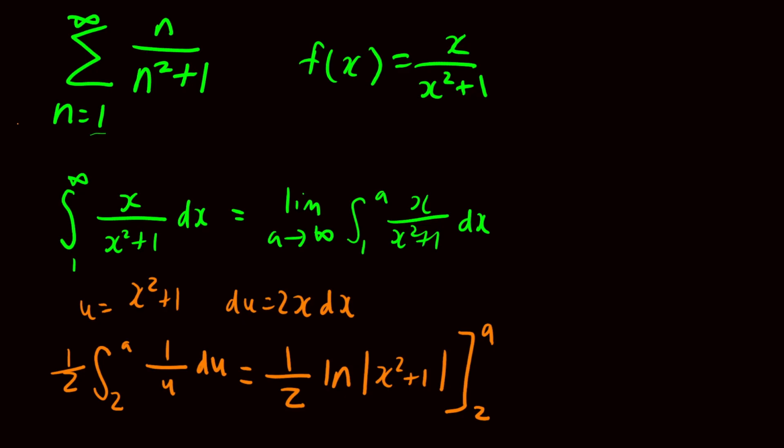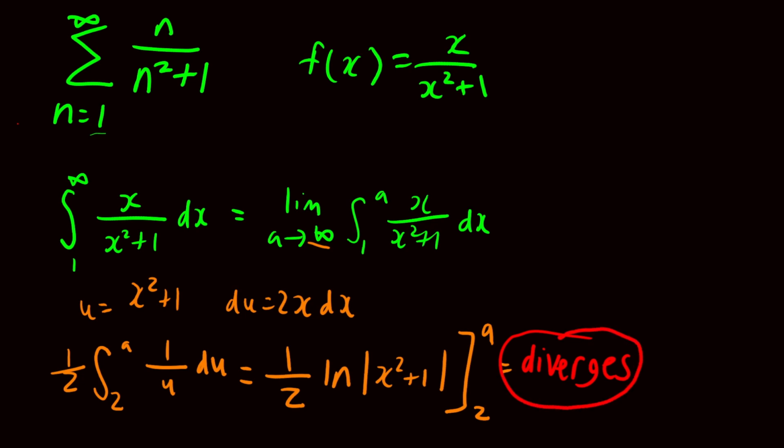Now, if we plug this all in, a is what? As a approaches infinity, this is obviously going to go to infinity, so this is going to diverge, right? There's not a finite sum we're approaching, so this diverges. Boom.